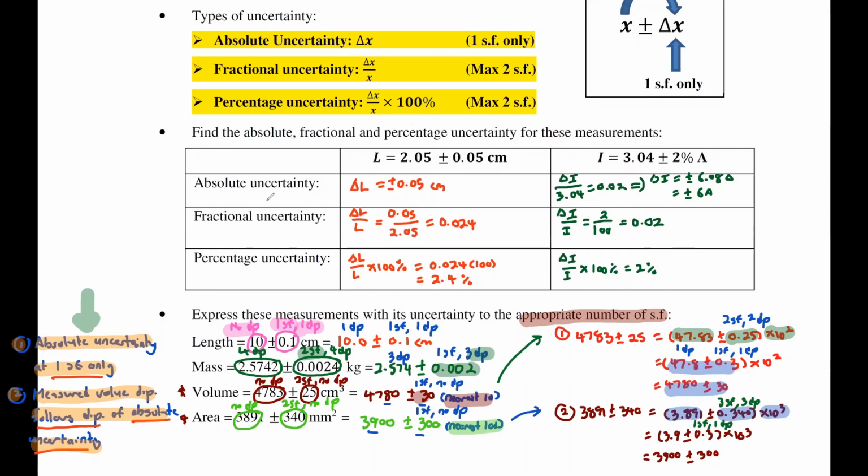According to the second rule, the measured value must follow the dp of your absolute uncertainty. So this needs to be rewritten in 1 dp, giving us 3.9. Again, you can see that the final answer is 3.9 plus minus 0.3 times 10 power 3, which would in turn give us back the same answer as before.